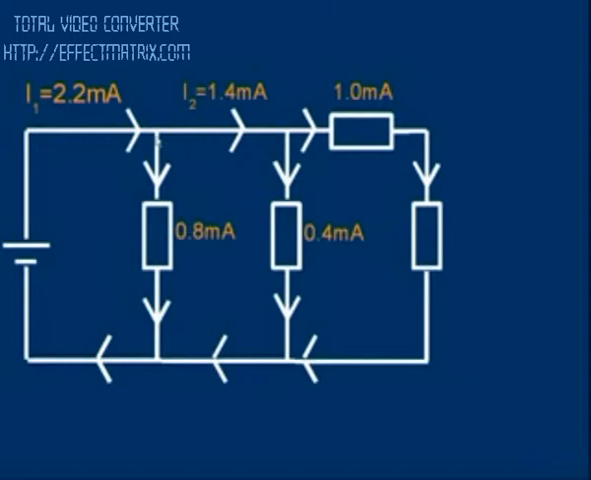What about the top left junction? Well, we know 1.4 milliamps is leaving it and 0.8 milliamps is leaving it. So the total leaving is 2.2. That means the total going into the junction must also be 2.2 milliamps. And if you want to check for yourself the current on the bottom, the currents match the top ones, 2.2, 1.4 and 1.